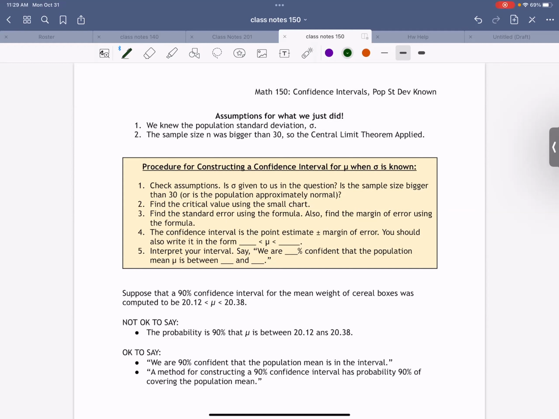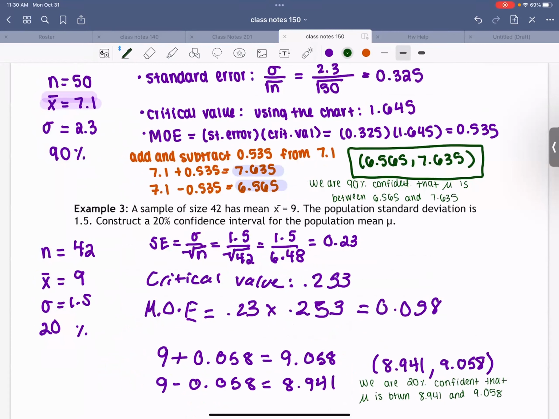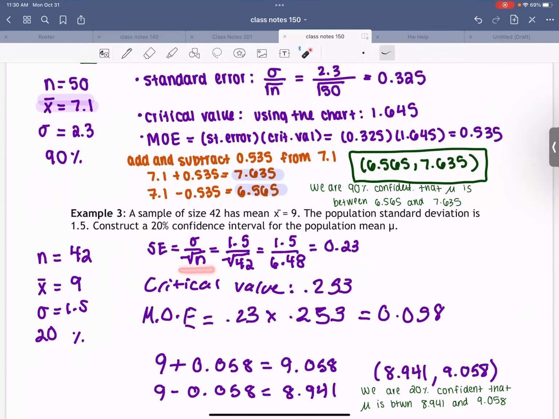Okay, before we talk about putting things together, I want to talk about the standard error a little bit. Remember, the standard error is what we did to find the margin of error, and it was sigma over the square root of n. Where do you think we got that formula from? Yeah, it was on the sheet. Yes, we got it from the sheet, but it was also on our quiz, right?